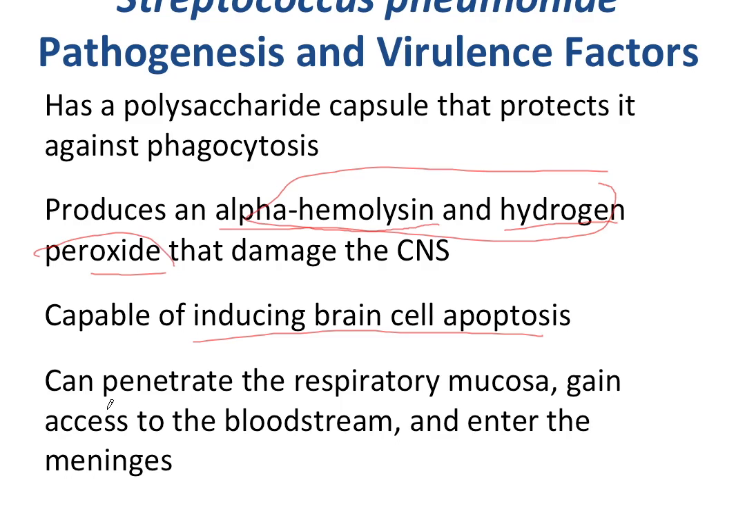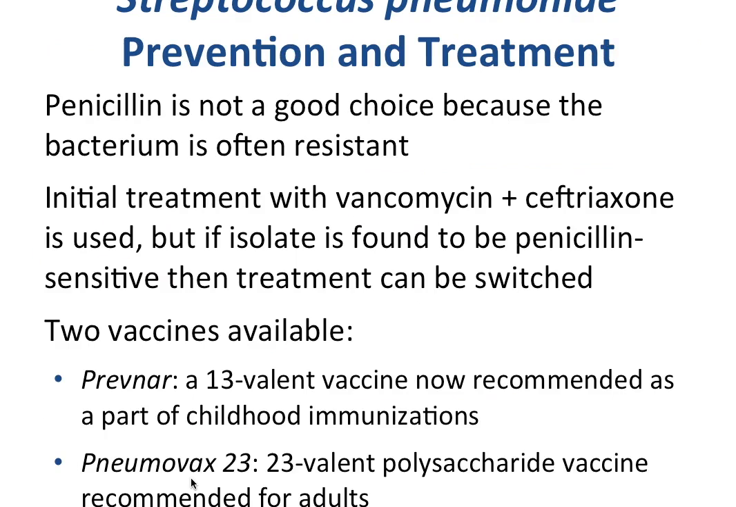So the transmission route is through the respiratory tract mucosa into the bloodstream and then to the meninges. So the treatment is penicillin. Okay. However, since we have used penicillin for a long time, many cases have penicillin resistance. Okay, so now the initial treatment is vancomycin plus ceftriaxone. Okay, ceftriaxone.